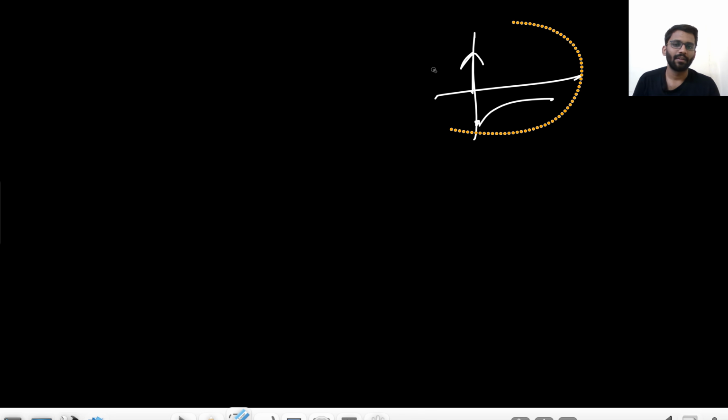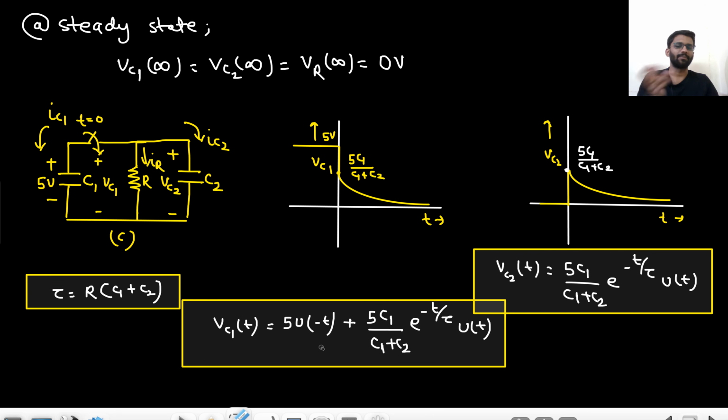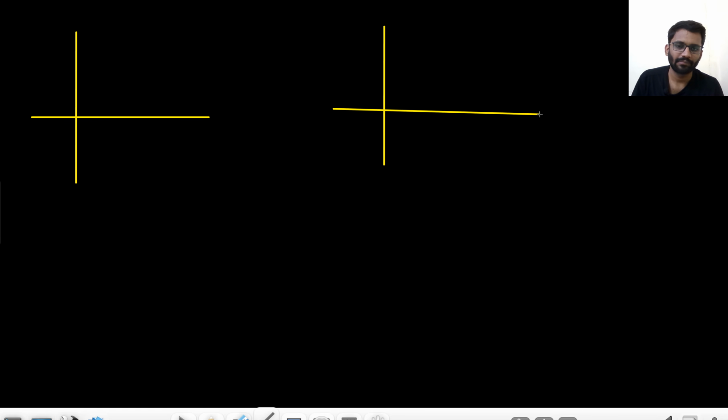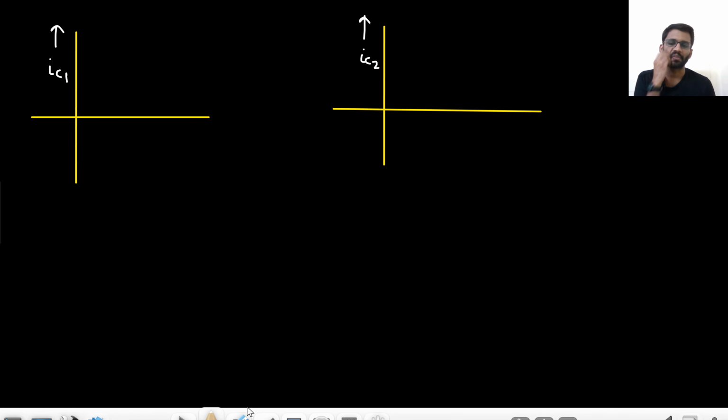right? Or if you already know the VC1, you can simply differentiate it and then get the value of IC1 and IC2. Just differentiate it, you will get the value of IC1 and IC2. First an impulse, then decays down, okay? But we can already know the value by our concepts. IC1, IC2. What about IC1?